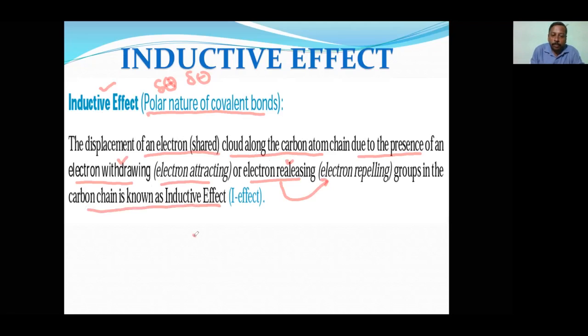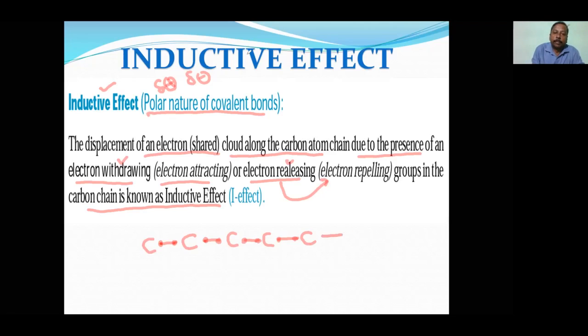Now I am going to explain here. So these are very uniformly distributed electrons. That means these two electrons are equally shared by the corresponding atoms.